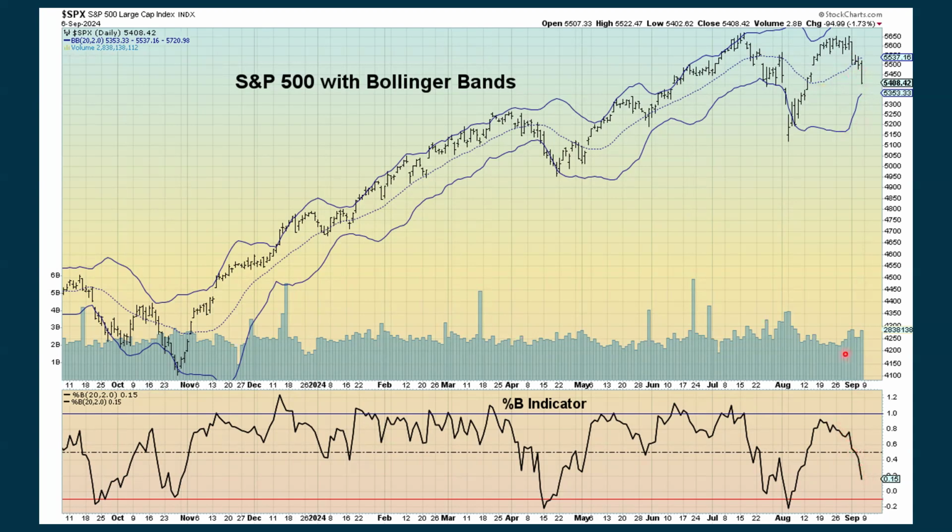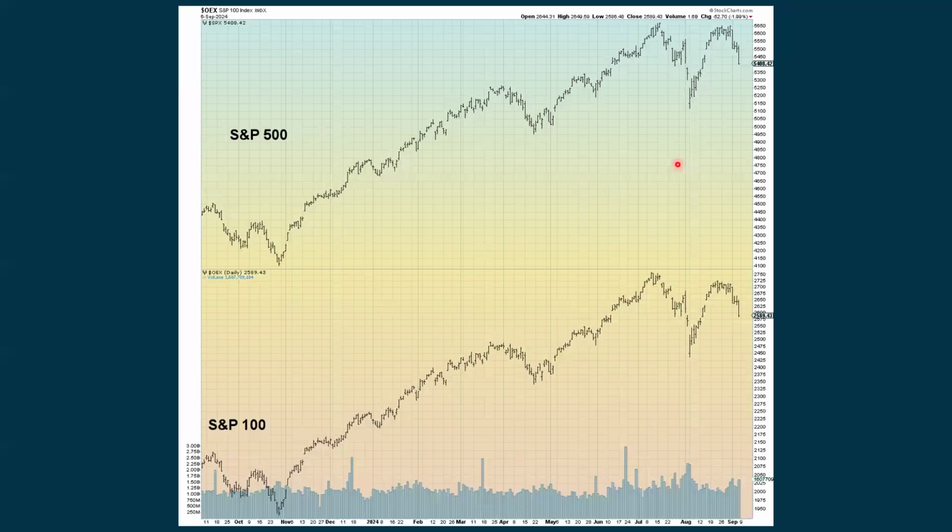So if we do see a really extreme reading, probably in this case down below the lower Bollinger Band, then that's when I would use this chart in the videos, because when those things happen, they tend not to stay that way for very long.